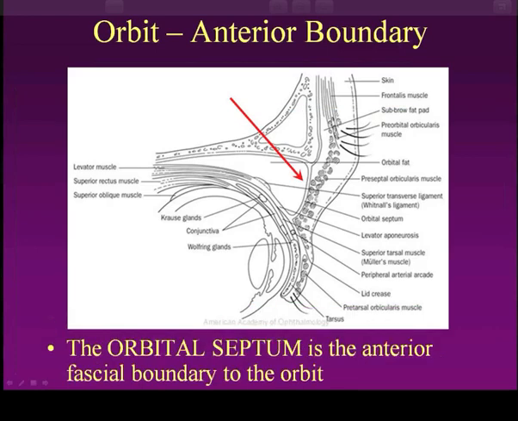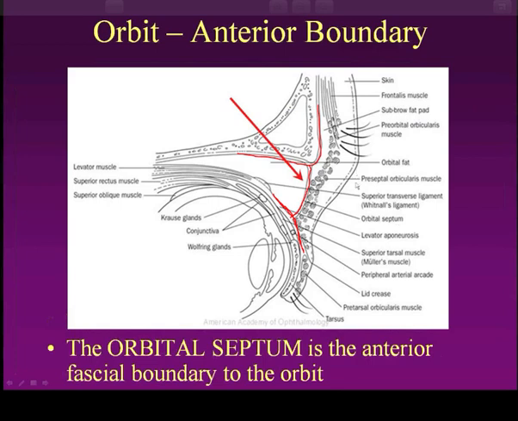The anterior boundary of the orbit is the orbital septum, a condensation of the periosteum of the bone, creating a fibrous ligament all the way down to the tendon of the levator muscle. The levator palpebrae is the one that pulls your eyelid back. So this little fibrous condensation originating from the periosteum and the tendon of the levator is what protects the orbit from the outside world.